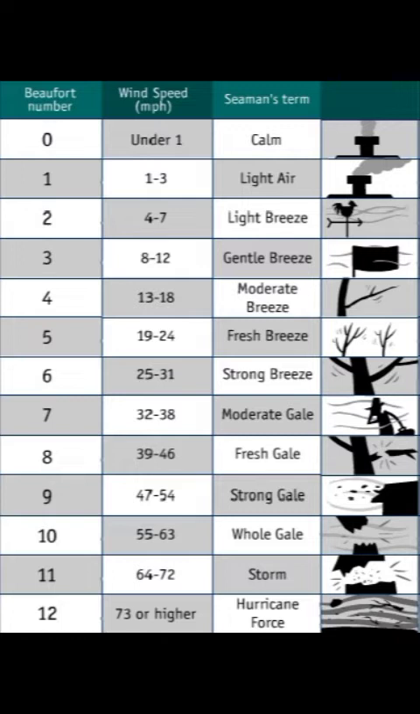The moderate breeze. The effects are dust, leaves, and loose paper raised up, and small branches move. It is just like a moderately strong wind. And the number 5 is 19 to 24 miles per hour. It is the fresh breeze term, and small trees in leaf begin to sway. The number 6 is 25 to 31 miles per hour. It is now the strong breeze, large branches of trees in motion, whistling heard in wires.